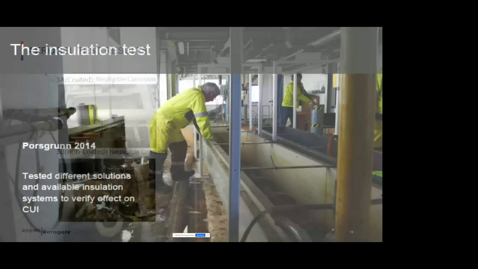With Pyrogel, they found there were negligible amounts of corrosion, irrespective of the coating, basically. Now, what we're not saying here is that you don't need a coating, but what we're saying is having a good coating, having a high-performance insulation helps with the mitigation strategy against corrosion under insulation.